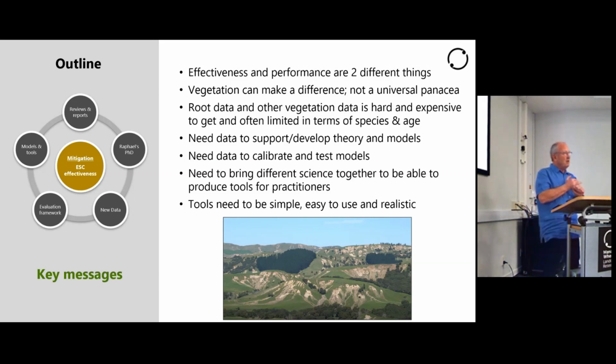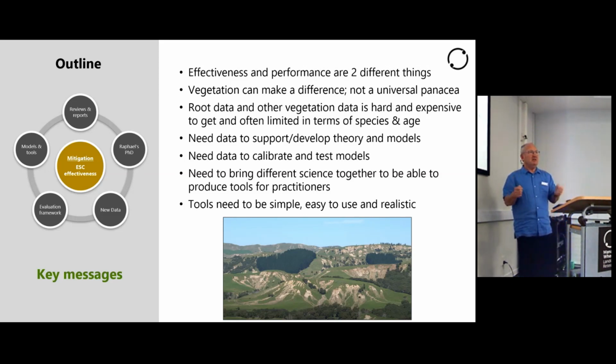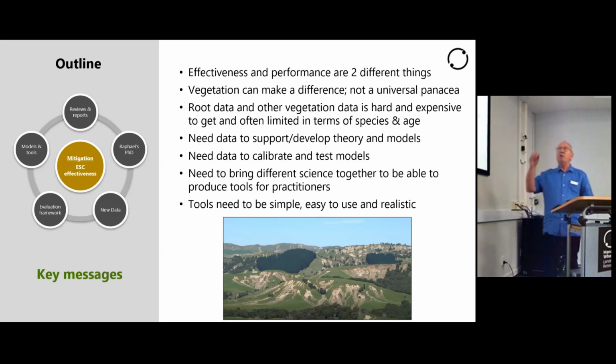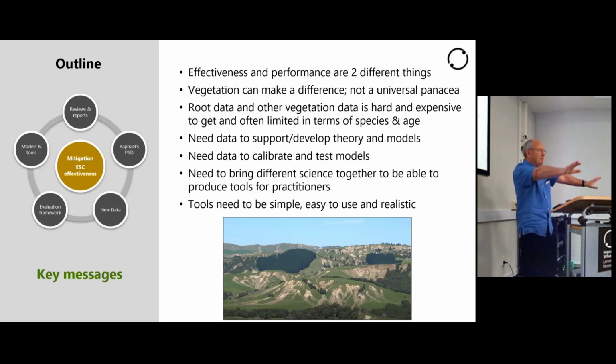In terms of the root data and the stuff we collect and other vegetation, it's really hard to get, and it's also expensive to get. And the data that we have is really limited in terms of both the species and the age profile of that data. Often we only have a few trees of a few ages, and often it's mostly just the young trees. We need data. If you haven't taken from the talks this morning, data is critical.